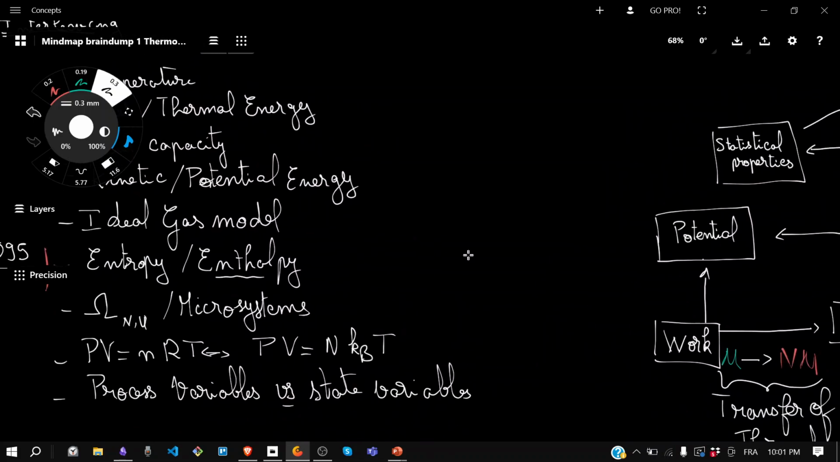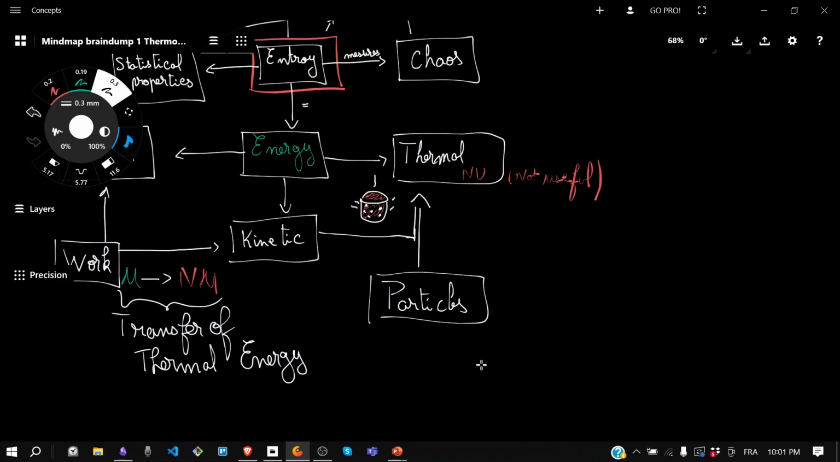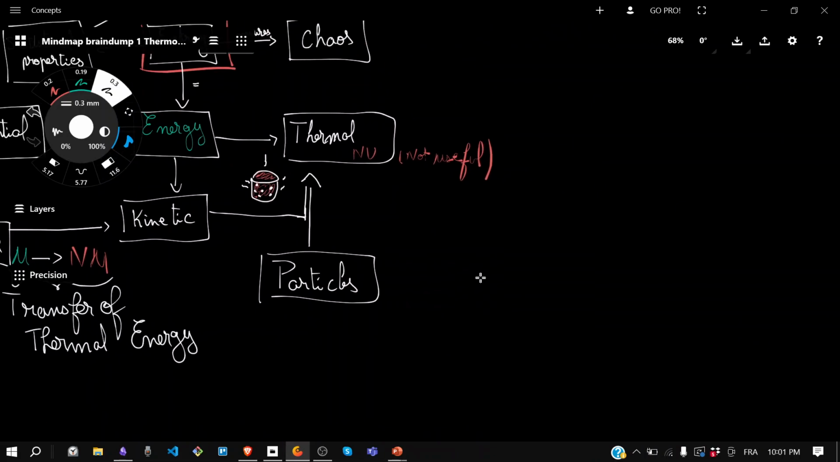So let's look at temperature. So what is temperature? I'm going to put temperature here. So we have particles.